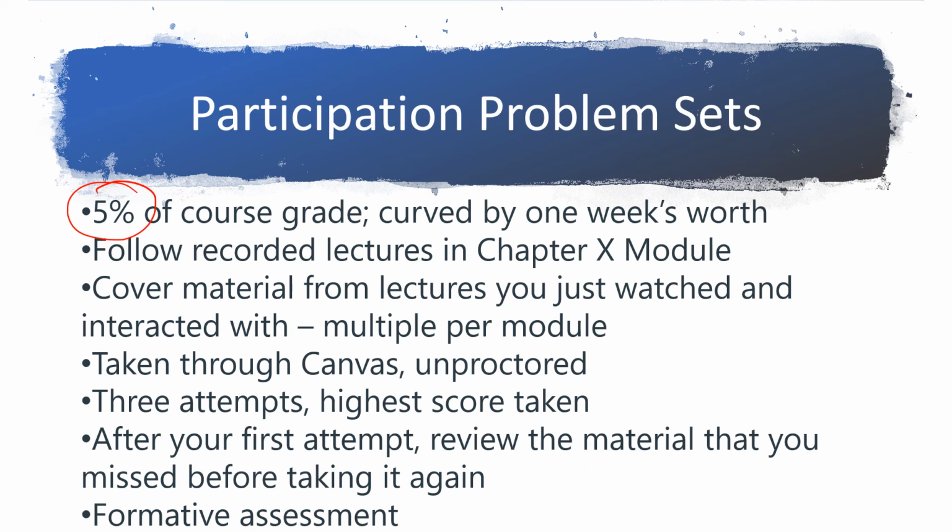You will have several of these per module, and you'll take them through Canvas like the quizzes. They'll be unproctored, and you will get 3 attempts. The highest score will be kept. After your first attempt, I strongly recommend that you review the material that you missed before taking it again. If you take it a second time and you're still missing stuff, get extra help before you try it the third time. Talk to me in office hours, talk to me in our problem-solving synchronous class meetings, talk on Slack, talk with Nick, our SI leader. So do your best to remediate before you take it that third time. And these participation problem sets are formative assessment as well.